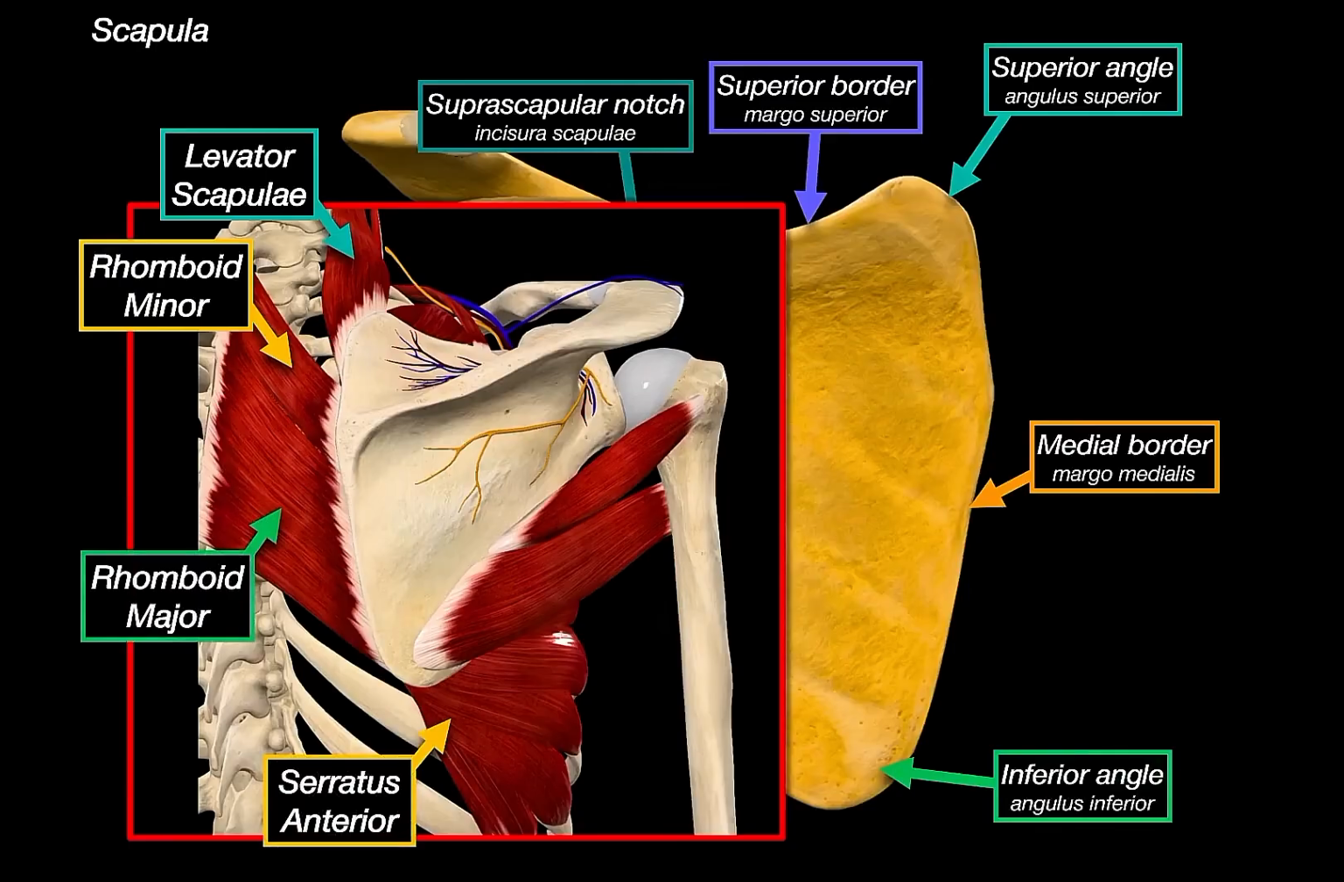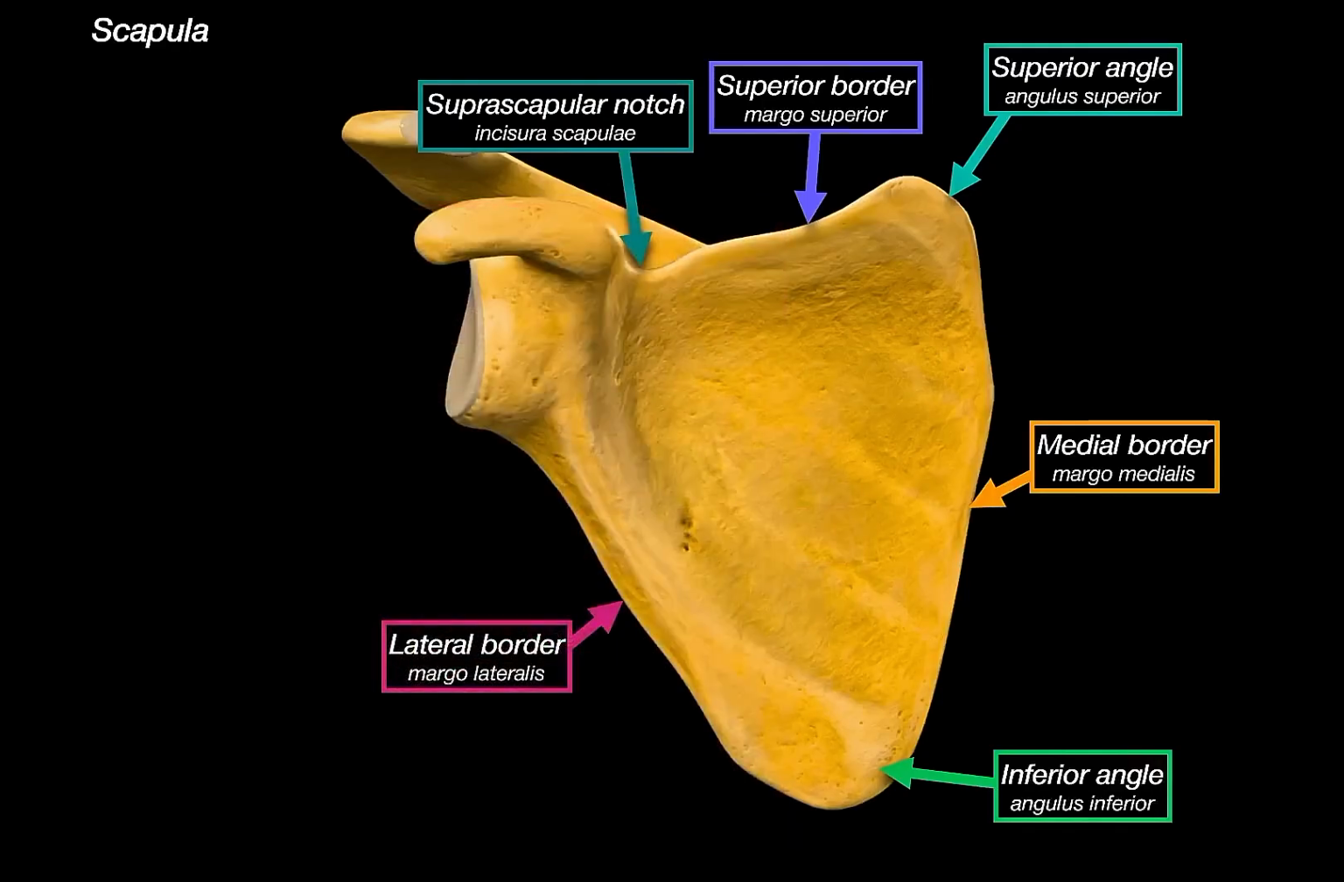On the anterior surface of the medial border lies the attachment for the serratus anterior, which is responsible for protraction and upward rotation of the scapula. Weakness of this muscle can cause a condition called scapular winging. On the lateral border, we find the attachments of the teres major and teres minor muscles. The teres major assists with adduction and internal rotation, while the teres minor is part of the rotator cuff and contributes to external rotation and stabilization of the shoulder joint.